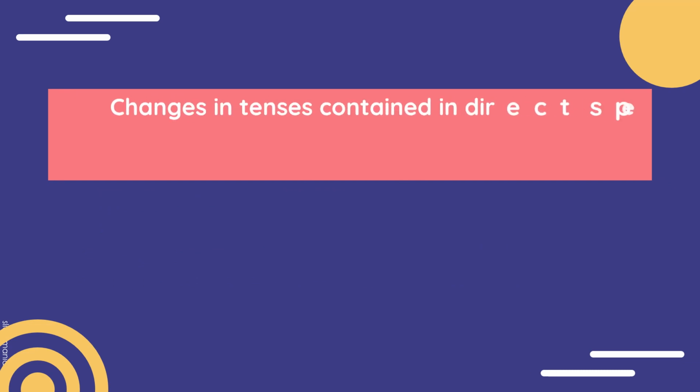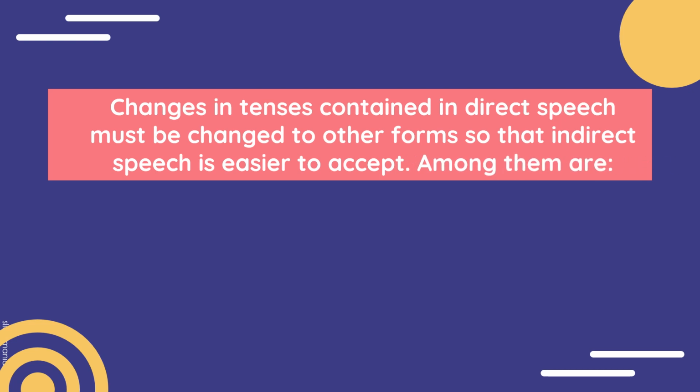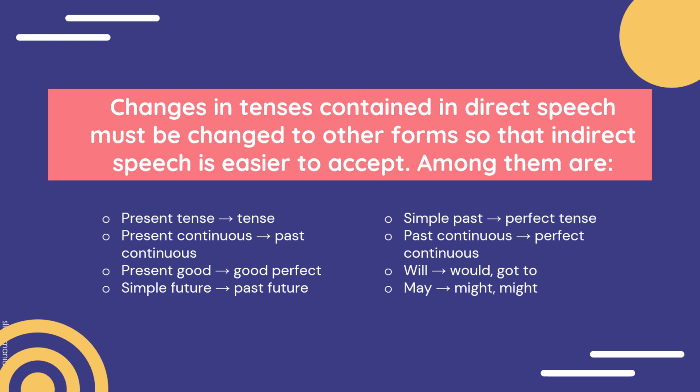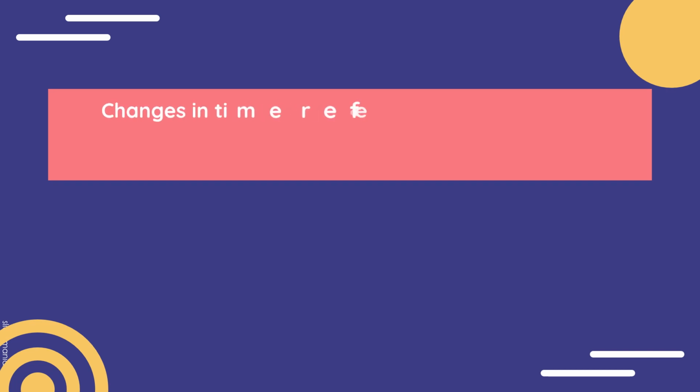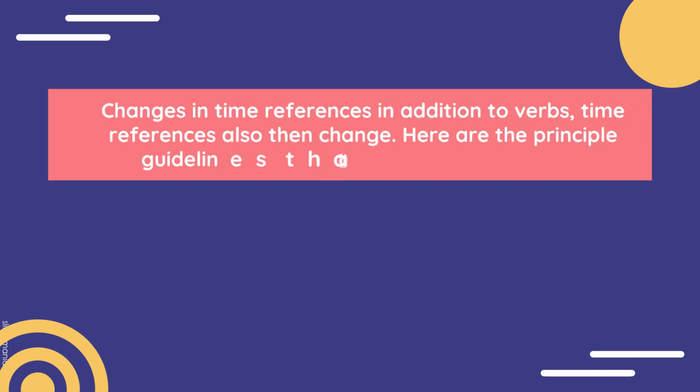Changes in tenses contained in direct speech must be changed to other forms so that indirect speech is easier to accept. Among them are changes in time references. In addition to verbs, time references also change. Here are the principal guidelines that you need to pay attention to.